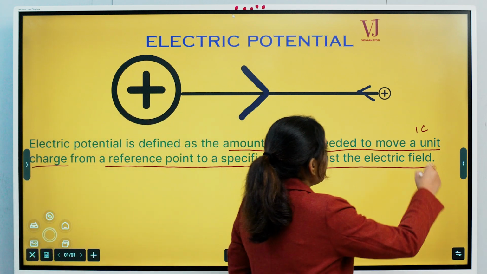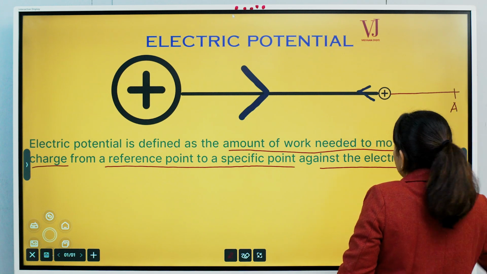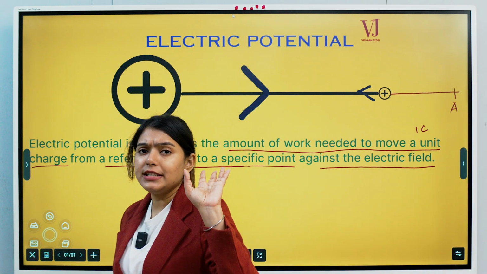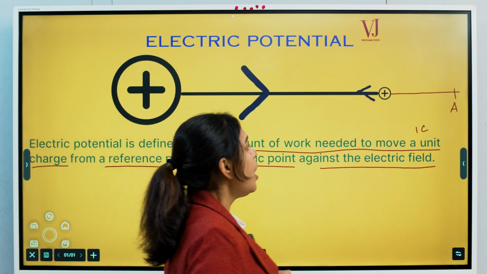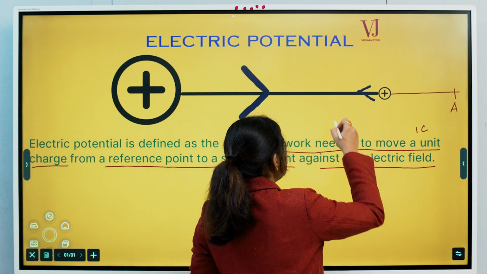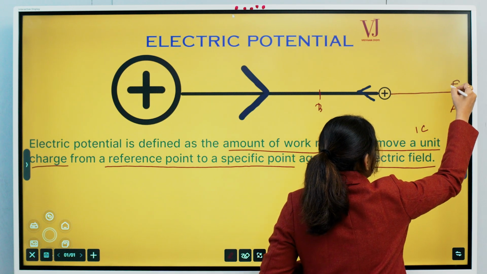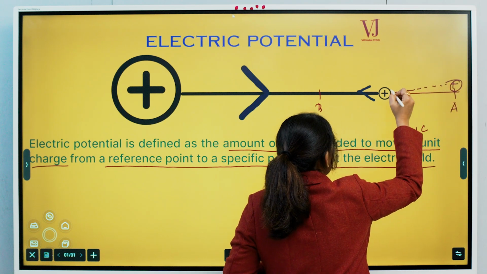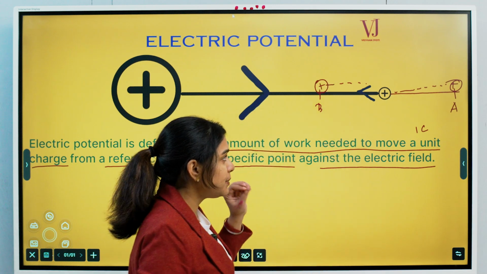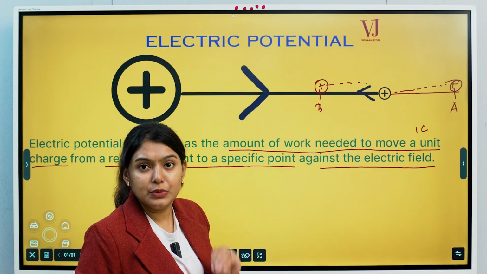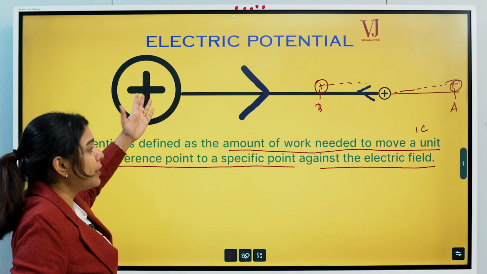Let's say the point is this, A. From point A you have started, and I am measuring the amount of work done. You are trying to bring the unit positive charge, which was here, midway, the unit charge particle. Now here we have a huge charge, not 1 coulomb, more than that.